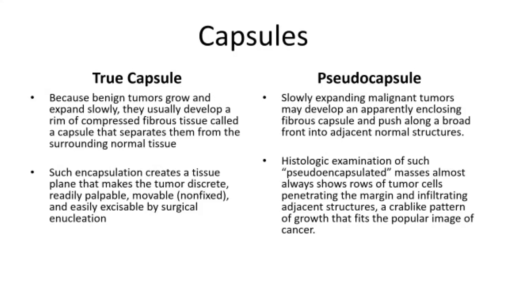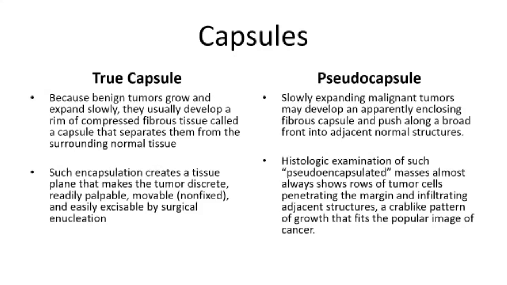True capsules are usually present in benign tumors. It is because the benign tumors grow slowly and expand slowly. They usually develop a rim of compressed fibrous tissue called a capsule. Such encapsulation creates a tissue plane by which the surgeons can operate. So it can be easily operated. Well, a pseudocapsule appears to be encapsulated.